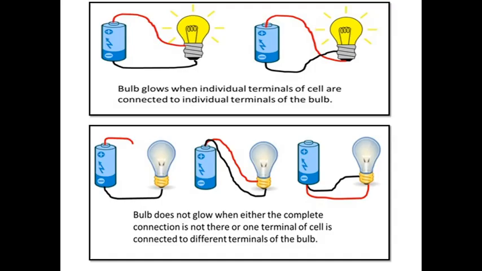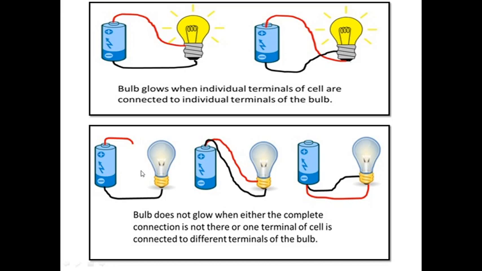So this is the main point, what we have to understand from this, when the bulb will glow and when the bulb will not glow. So see, the bulb glows when individual terminals of the cell are connected to individual terminals of the bulb. Means this positive terminal is attached to a terminal of the bulb. This terminal is attached to this terminal. So it is an important point. Here also you can see, here one end is attached to the second end of the bulb.